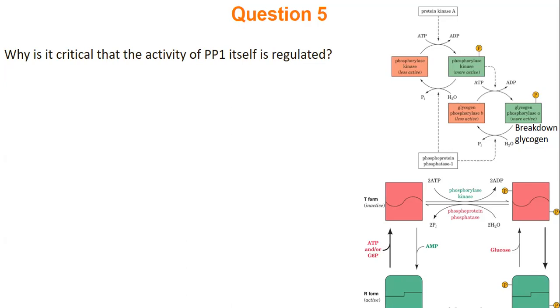Because you don't want a futile cycle, right? In the case we just talked about, where cAMP is released, if you couldn't regulate PP1, you'd have both the breakdown of glycogen and the synthesis of glycogen happening at the same time. It would be a futile cycle. You're wasting energy doing nothing. So that's why PP1 has to be regulated. It's a big control point for whether you're breaking down glycogen or synthesizing glycogen.